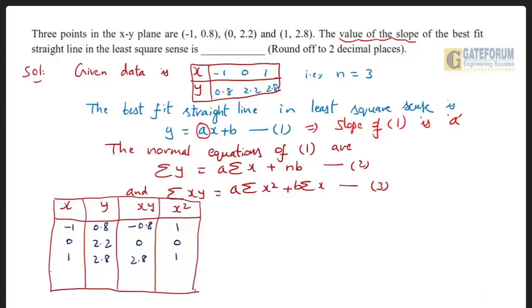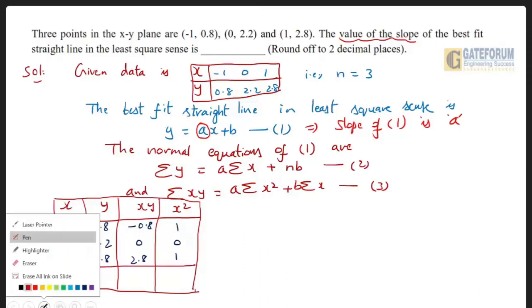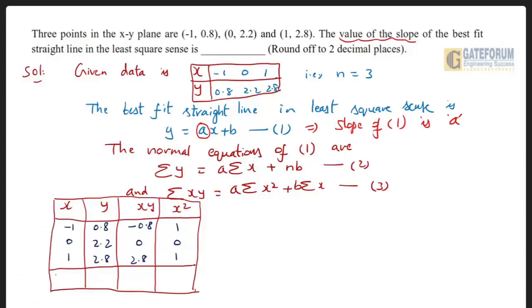So, adding all these, you will be getting sigma x, the sum of x values, is 0. The sum of these three y values, denoted by sigma y, is 5.8. Okay. Next, this is the summation of all products xy, sigma xy, which simplifies to 2. Summation x square simplifies to 2.